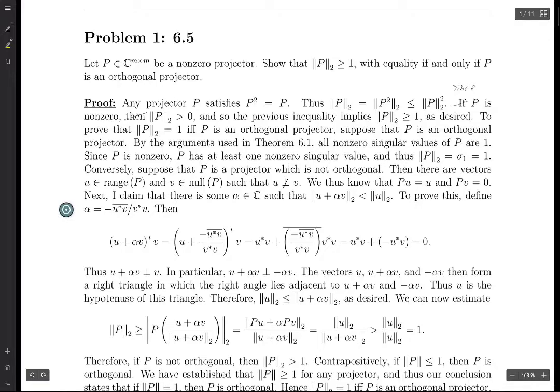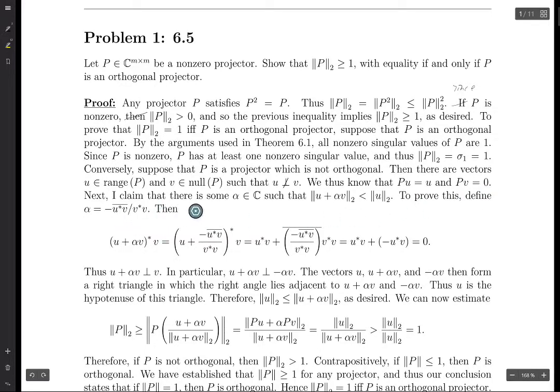An orthogonal projector is a projector in which the range and null space of the projector are orthogonal. So if we assume that P is not an orthogonal projector, then there exists a vector U in its range and V in its null space such that U is not perpendicular to V, i.e. the inner product of U and V is non-zero. Now, since U is in the range of P, PU must equal U, and since V is in the null space, PV is zero. Okay, that'll be useful later.